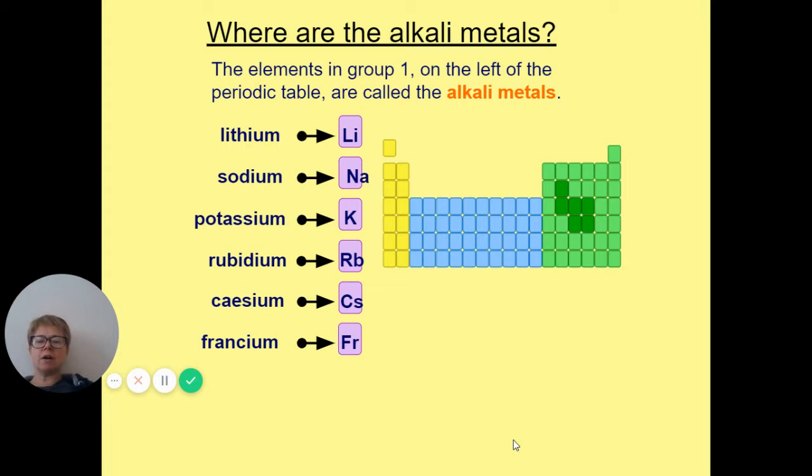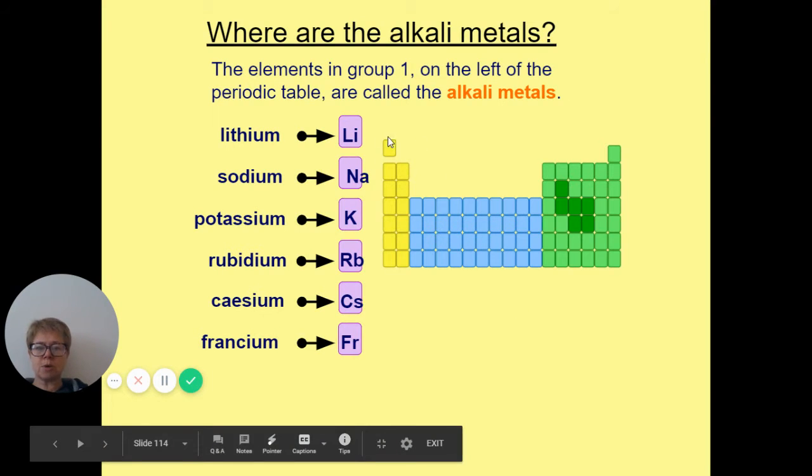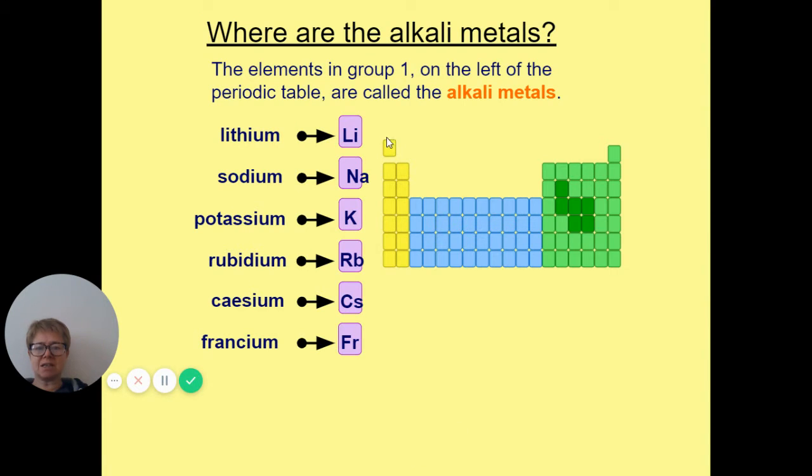So group 1 are lithium, sodium, potassium, rubidium, cesium and francium. They're quite a special group of metals and we're going to be learning about why. So that's where we find them, the far left-hand side of the periodic table. This top square here represents hydrogen. Hydrogen is in group 1, technically, but it's not one of the alkali metals. Okay, so just be aware of that distinction.